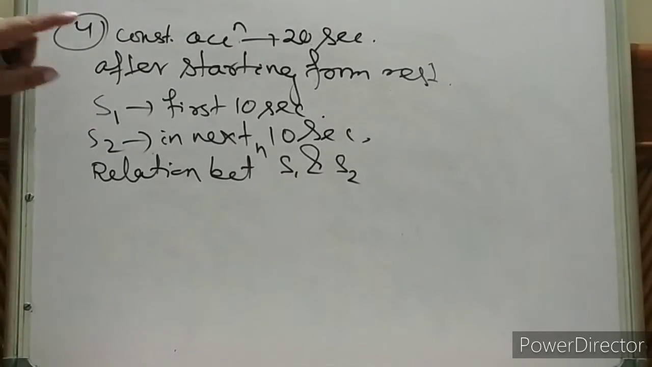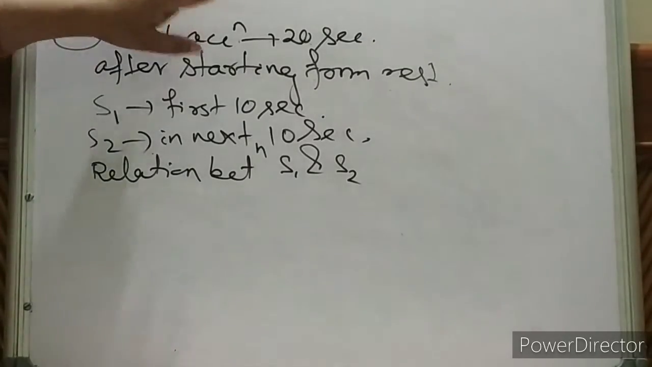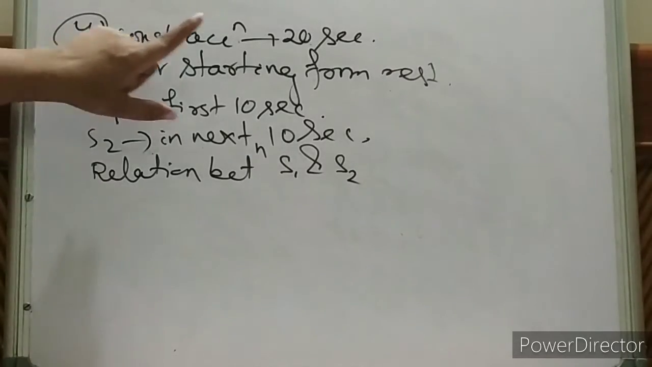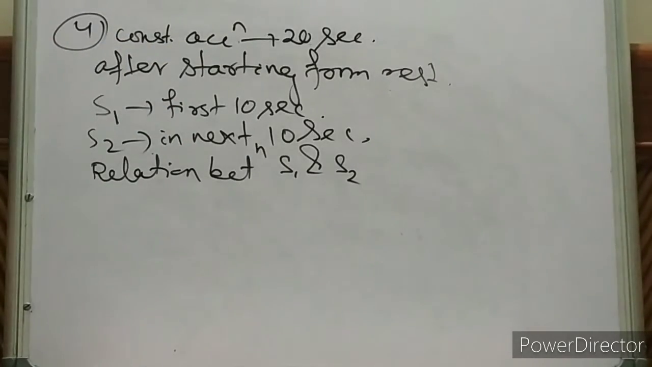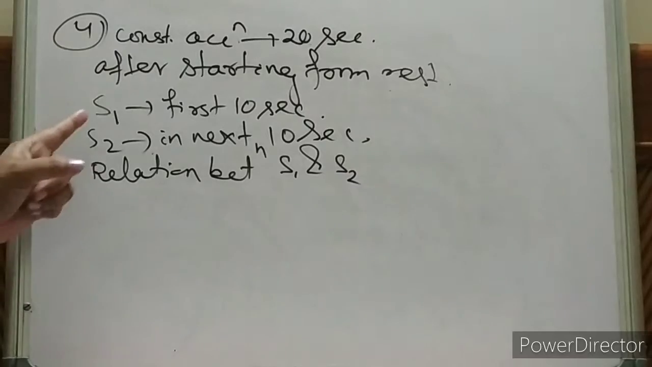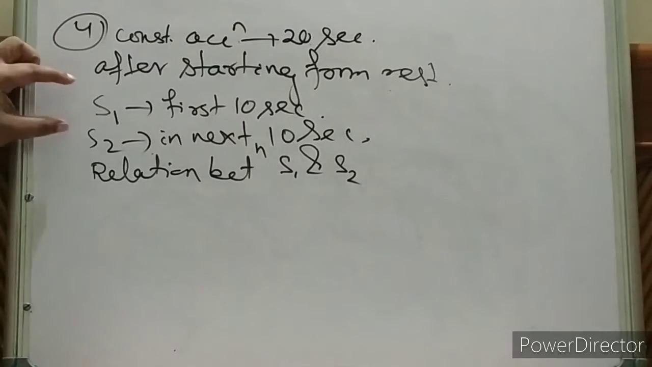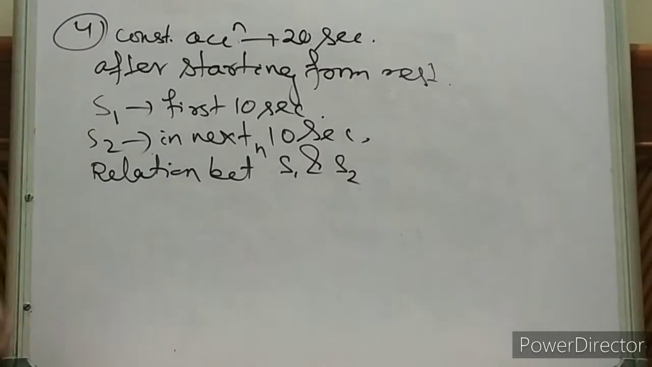I am again repeating the question. A particle experiences constant acceleration for 20 seconds after starting from rest. Okay, please note it down. If it travels a distance s1 in first 10 seconds and a distance s2 in next 10 seconds, then how are s1 and s2 related? That means what we are supposed to find? We are supposed to find these two distances. Then only you can relate how they are related to each other, whether they are equal, whether they are half of each other, whether twice of each other. Let us find out.